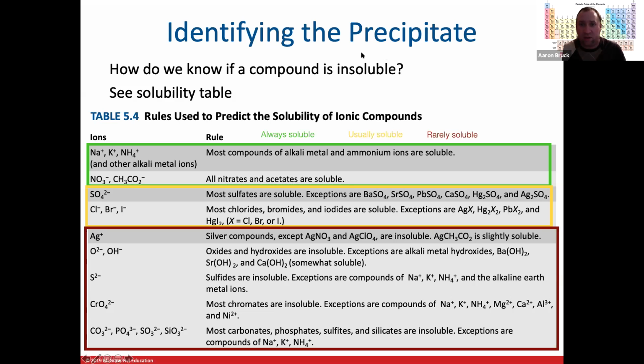So if we determine something is soluble, we write it in as AQ. If it is insoluble, then we write it in as a solid. And so as far as phases of matter are concerned, that's how we tell the difference between the two. All right, any questions about that?